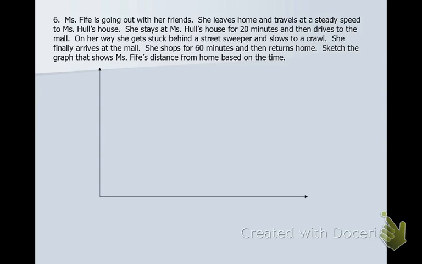Mrs. Fife is going out with her friends. She leaves home, travels at a steady speed to Mrs. Hall's house. She stays at Mrs. Hall's house for 20 minutes, then drives to the mall. On the way, she gets stuck behind a street sweeper and slows to a crawl. She finally arrives at the mall. She shops for 60 minutes and returns home and sketches the graph.